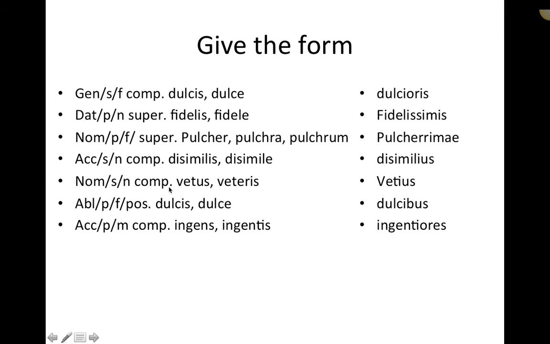And then vetus, veteris, comparative. Again, we went nominative singular neuter this time, so the only difference is nominative. There are x's in that spot, so that's why it's vetus. Positive of dulcis, you've seen this before, this third declension adjective ending, so dulcibus. And then ingens, a comparative, accusative plural masculine, ingentiores. Again, make sure you add the attachment of IOR, and then you're adding the es.